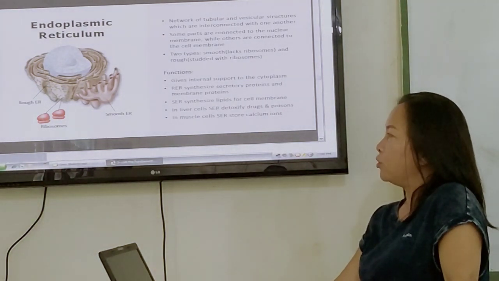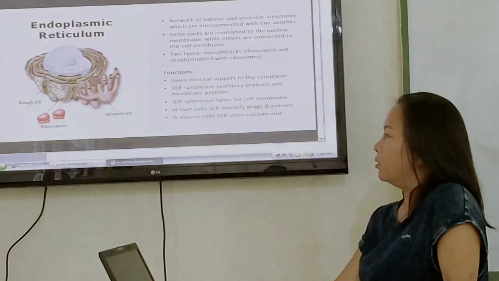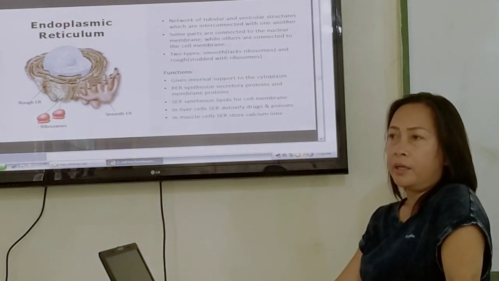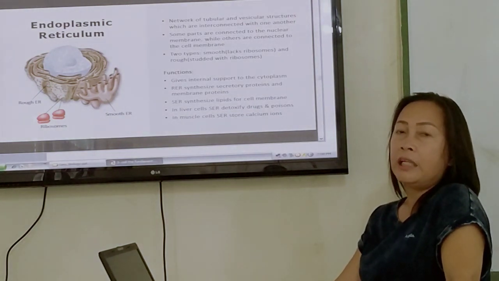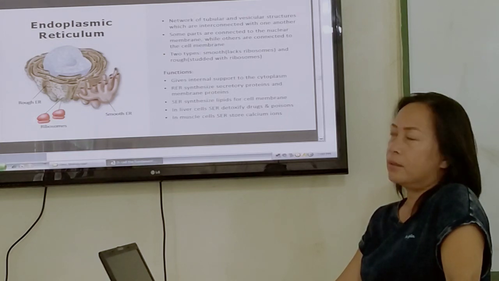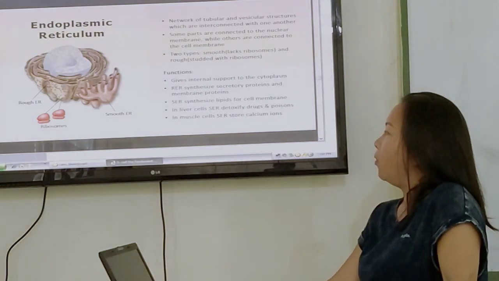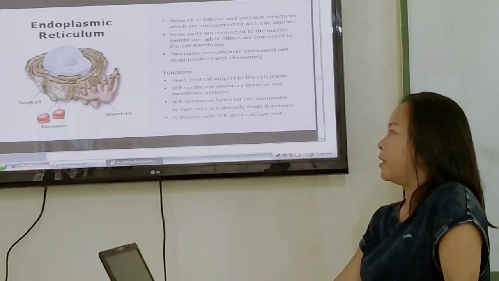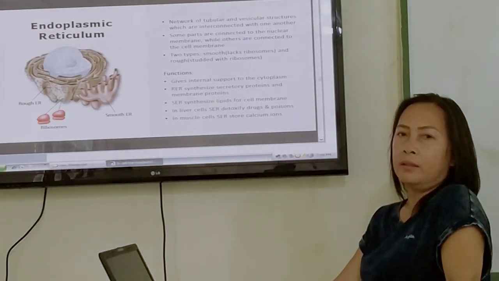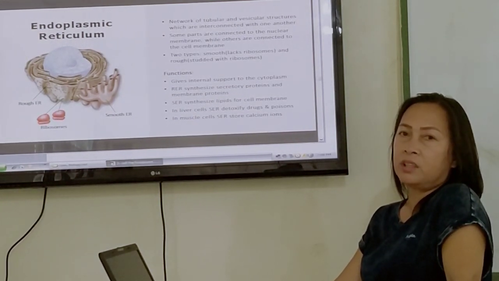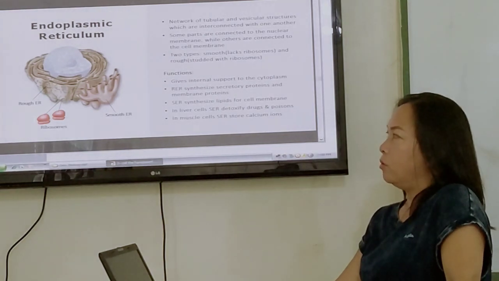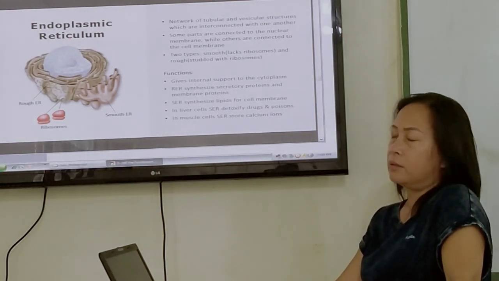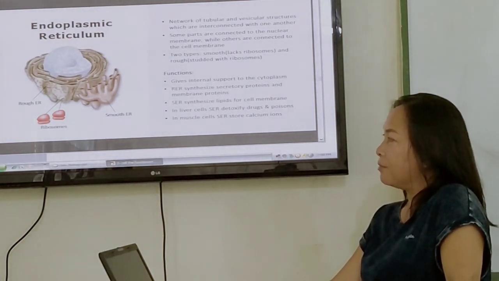What is now the function of the smooth endoplasmic reticulum? The smooth ER is the site for lipid synthesis. It's the site for lipid synthesis. So the lipid molecules are now synthesized here in the smooth ER. Now, for the rough ER, this is the site for secretory protein synthesis. So all those secretory proteins are synthesized in the rough ER.